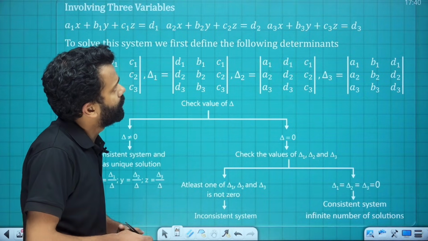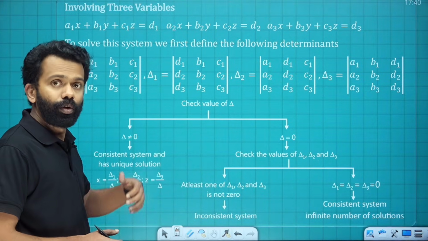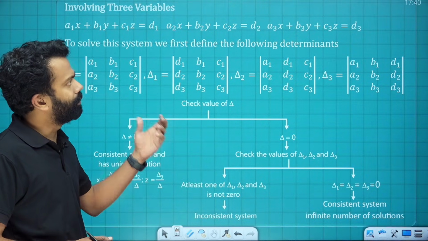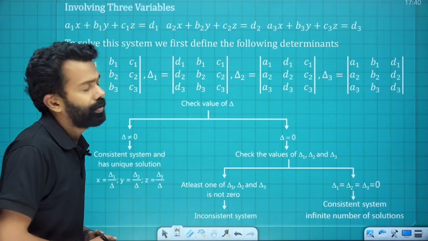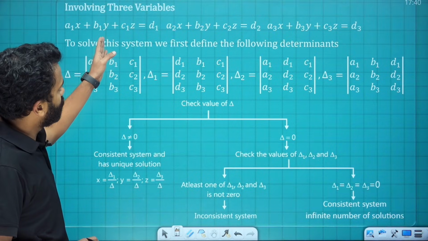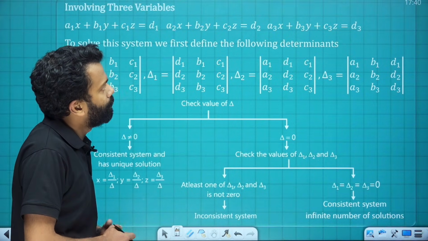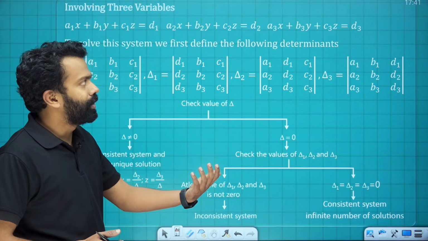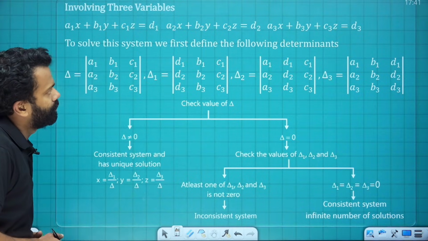This involves two types of equations. First one is system of equations: non-homogeneous equations and homogeneous equations. At first we will be discussing the nature of solutions of non-homogeneous equations. Let's take the three equations as a1x plus b1y plus c1z is equal to d1, a2x plus b2y plus c2z is equal to d2, and a3x plus b3y plus c3z is equal to d3. Okay, three equations are there.